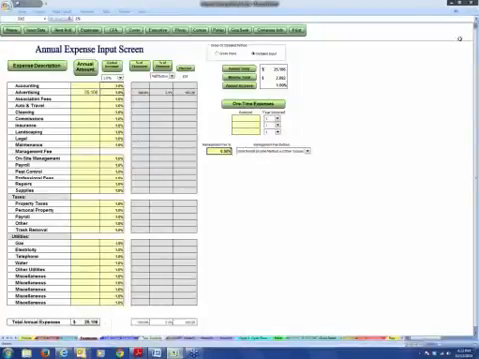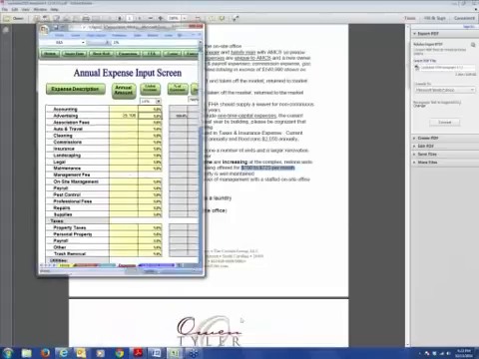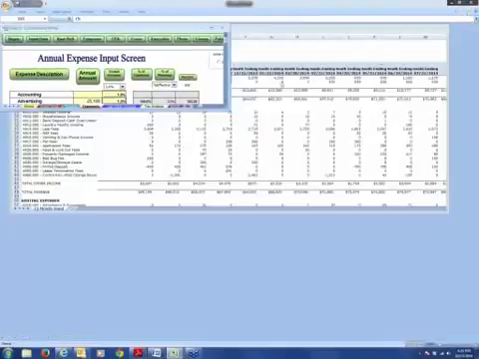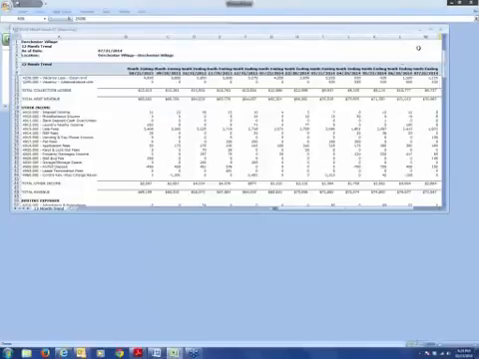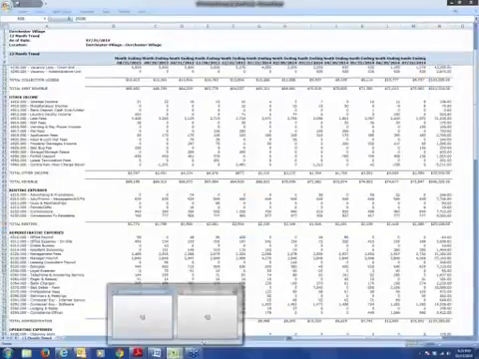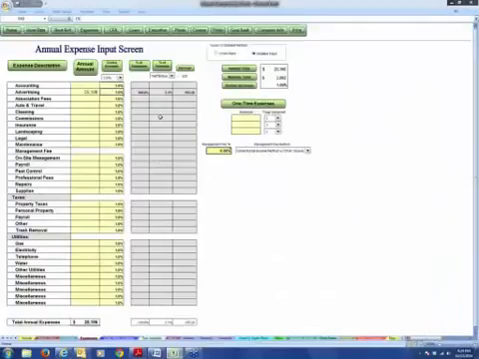Let me see if I can minimize each, and we'll see if we can put them together. Oh, wait, I know I did it the wrong way. And yeah, let's see if... unfortunately, because of this GoToWebinar thing, it's going to be frustrating. Let me see if I can. Yeah, it's not going to work for me. Okay. Sorry about that, guys. Let's see if I can do it a different way. There we go. All right.